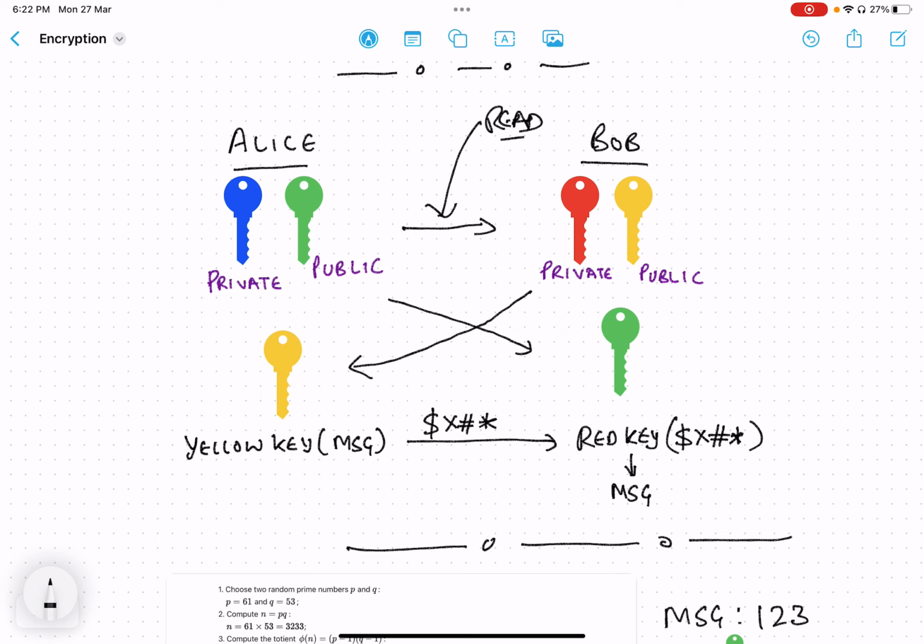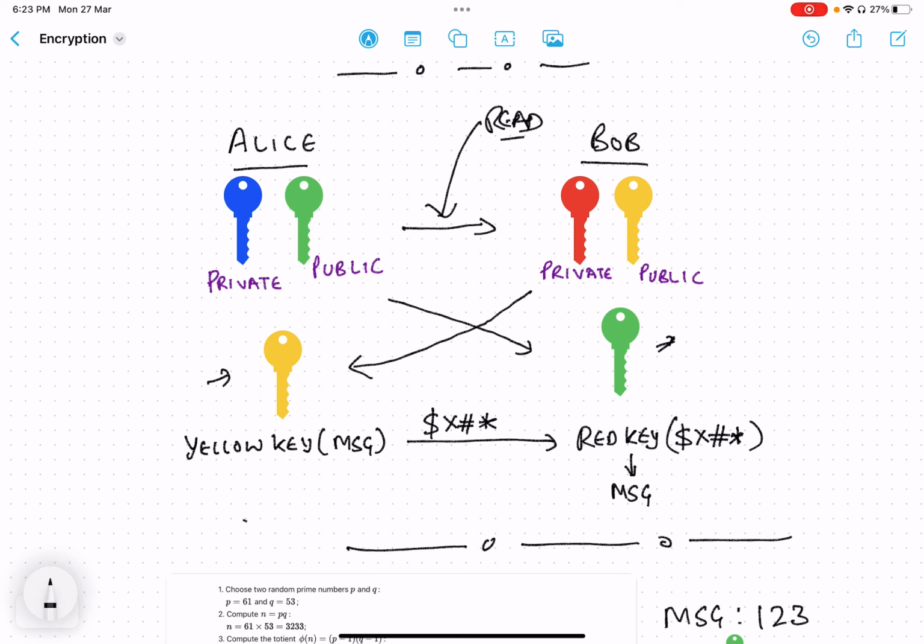What they do instead is they exchange the public keys with each other. Bob gives his public key to Alice, and Alice gives her public key to Bob. Now, if Alice needs to send a message to Bob, she uses the public key that Bob has provided, wraps the message with that public key, and sends it.